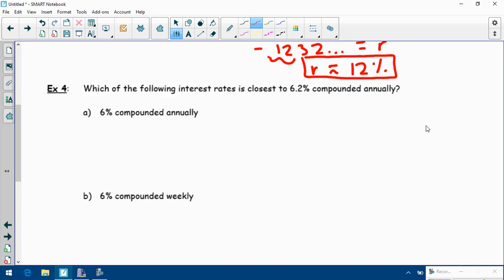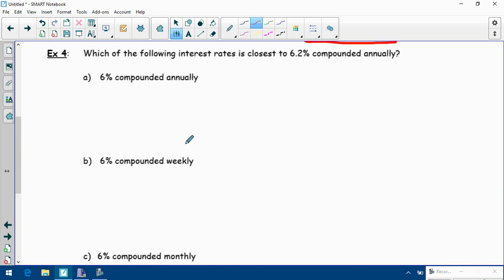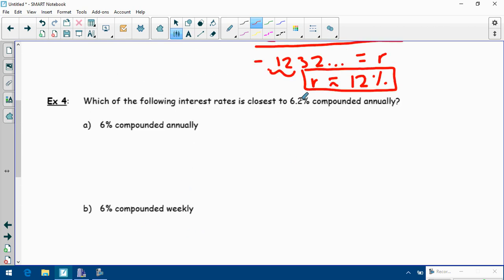Which of the following interest rates is closest to 6.2% compounded annually? All right, so this one's a little bit more obnoxious. We've got 3 options. Or 4, just kidding. 6% compounded annually, compounded weekly, compounded monthly, and compounded daily. My goal is to get to 6.2% compounded annually. So I'm looking at that. That's my goal percentage. So that's what I'm looking to achieve.